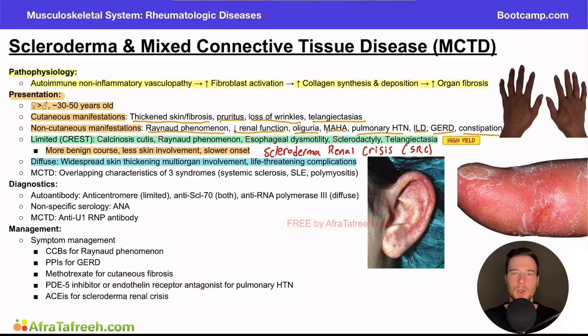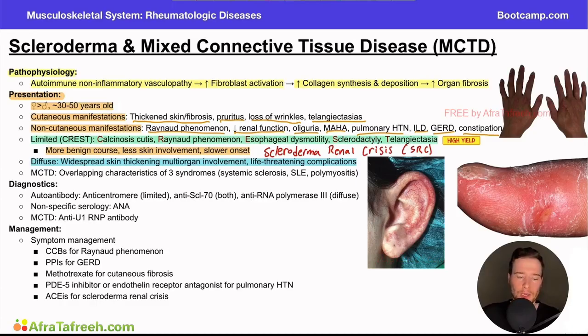And so at this point in the video, you're probably recognizing that we've been talking about scleroderma the whole time. But what about this other condition? What about mixed connective tissue disease, or MCTD? Well, overall, this is a lower yield subject for testing. But question writers really want you to be able to differentiate this condition versus scleroderma.